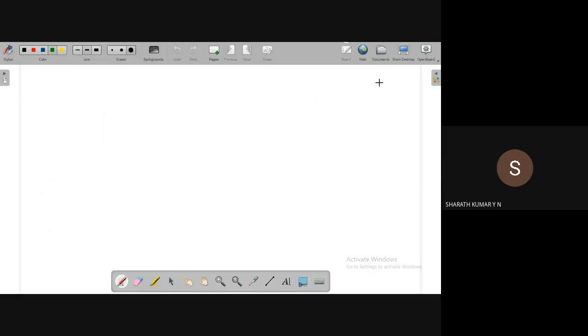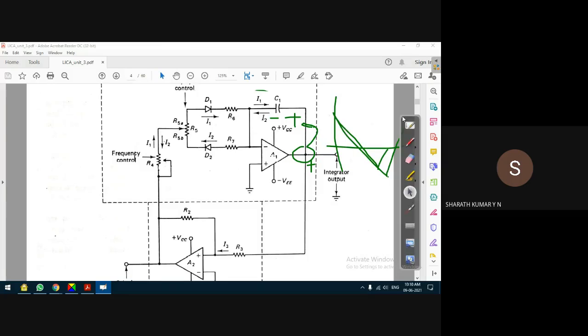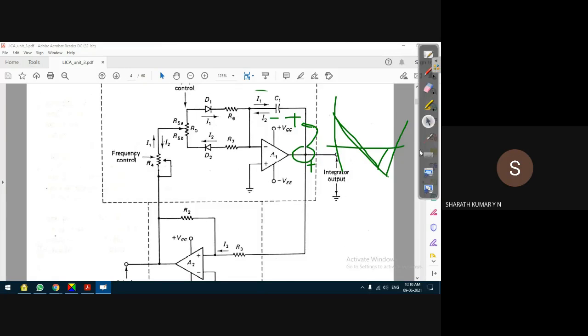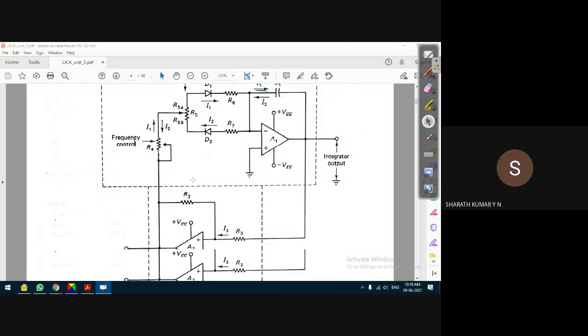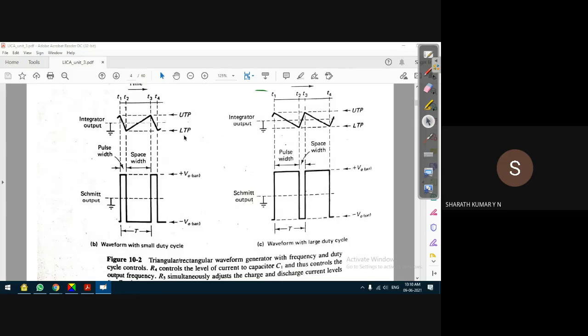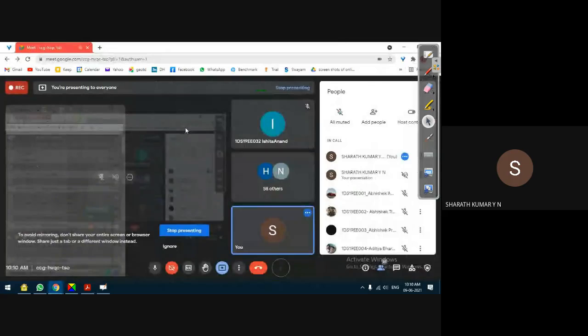Just a second. The discharging cycle will be slower, so that we will understand from this waveform. Just a second, because somebody is joining late.